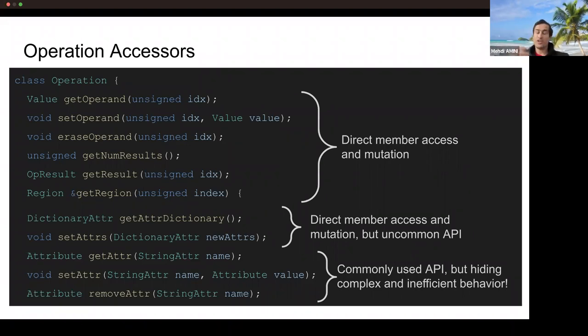You can change the type of a result. You can change the number of results, but you can change the type of a result. You can change an operand in place. You can access regions and mutate them. Then you have get attribute dictionary and set attribute, which takes a dictionary, and that's accessing the dictionary member. There is one member on the operation class, which is a dictionary attribute. It's one attribute, and we can directly access it and mutate it. But it's not what happens most of the time. It's not the most commonly used API. Instead, most of the API used will be get attribute with a name. You want one specific attribute in this dictionary, or set attribute by name, you give the key and you provide a new value, or remove an attribute from the dictionary. Those APIs are commonly used, but in practice, they are hiding a complex and pretty inefficient behavior. I'm going to explain why, but you may have an idea that you can infer from the previous section.